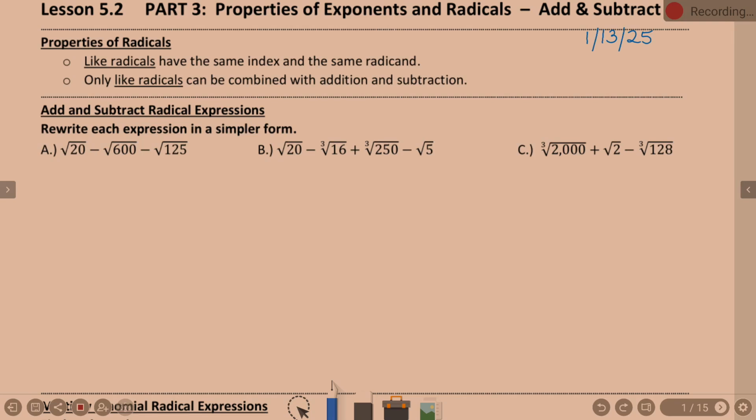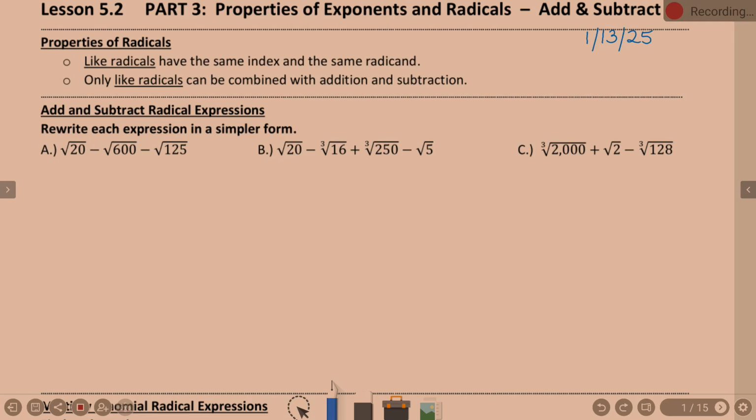Now, another piece of information to add to your brain about radicals. In order to add and subtract, normally in algebra, what has to be true? We have to have what we call like terms. So we're going to talk about like radicals. Like radicals have the same index and the same radicand. So we're looking at more specific than we would have been with multiplying.